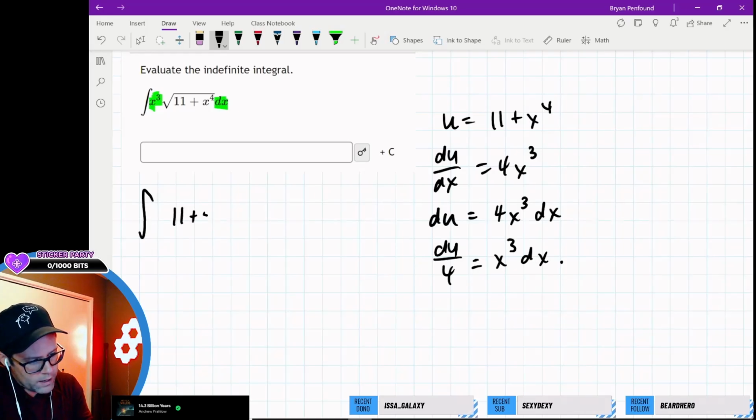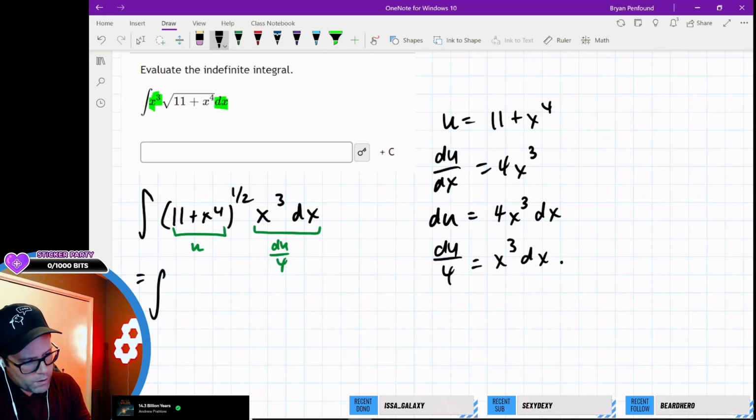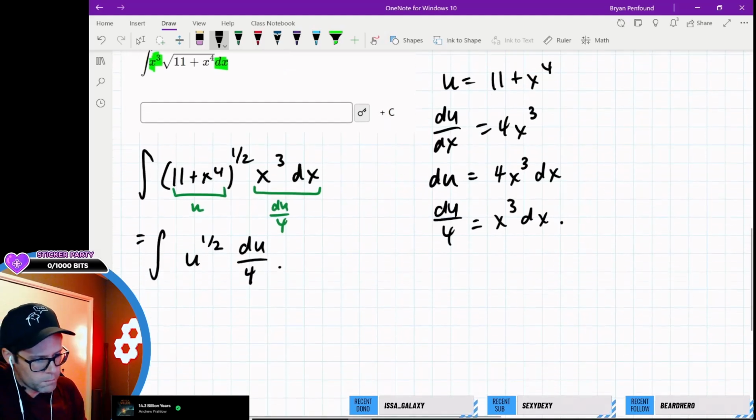So let's go ahead and just see what that substitution will bring us. Maybe I'll also write this as to the power of 1/2, because I suspect we'll have to use the backwards power rule here. All right, so all of this becomes u, all of this becomes du over 4. And so now our integrand becomes u to the 1/2 du over 4.